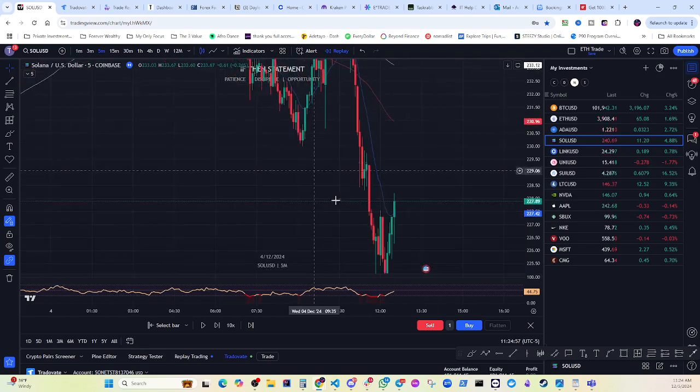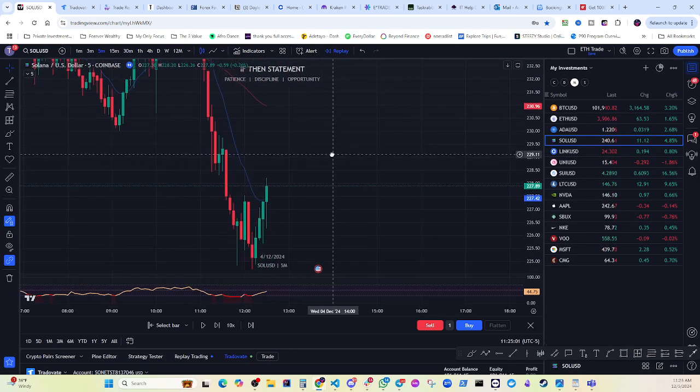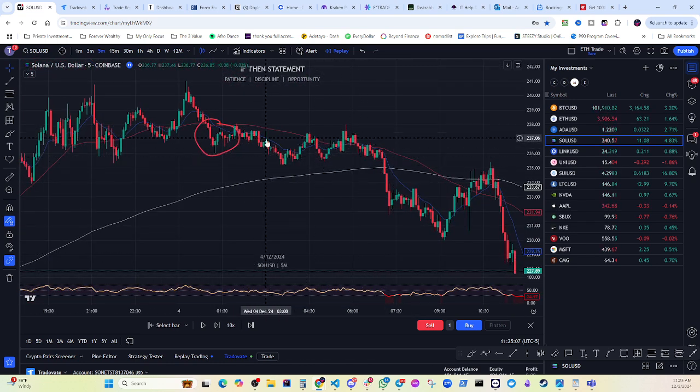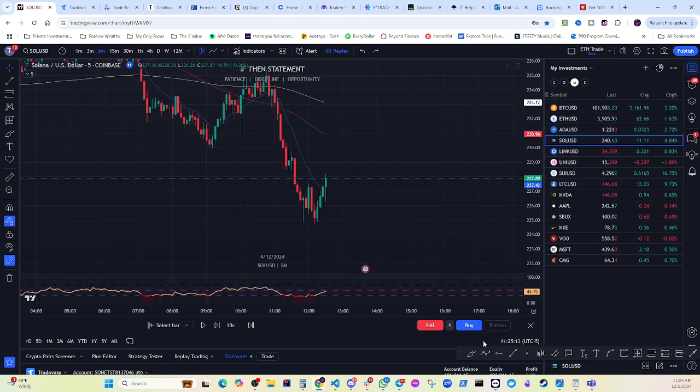So, the first criteria is that we want price to be trending, which it is. It's not consolidating, is my main point. This is consolidation, it's moving sideways. Price is literally going sideways like that. But anyways, price is trending. Step one, price is trending.